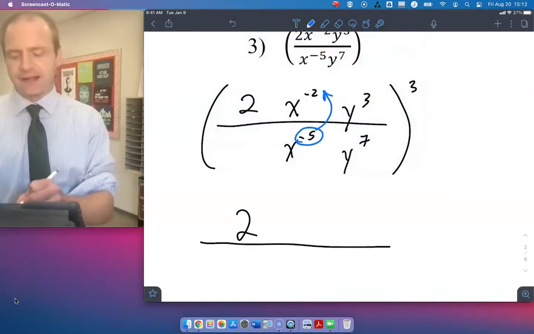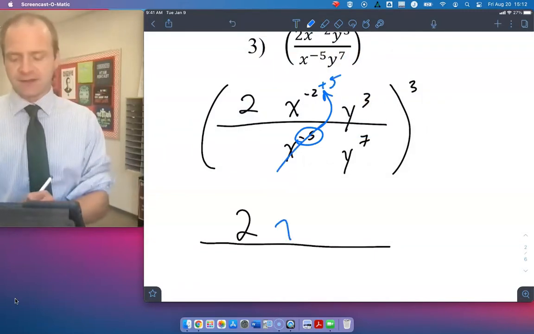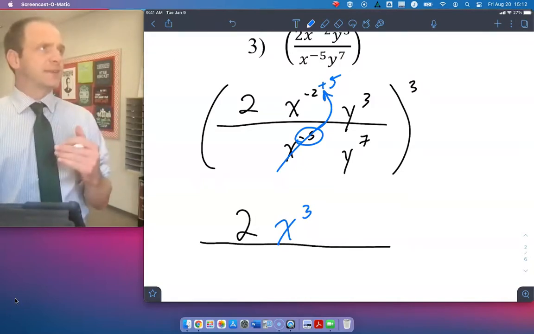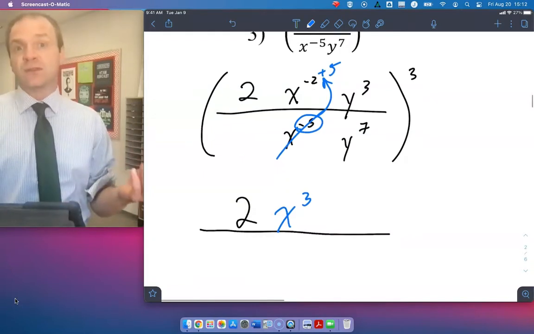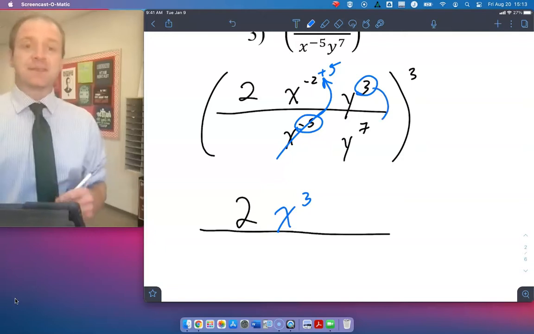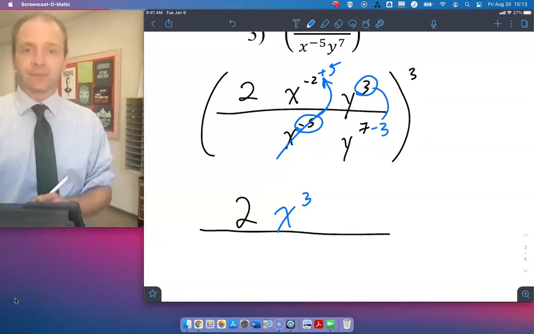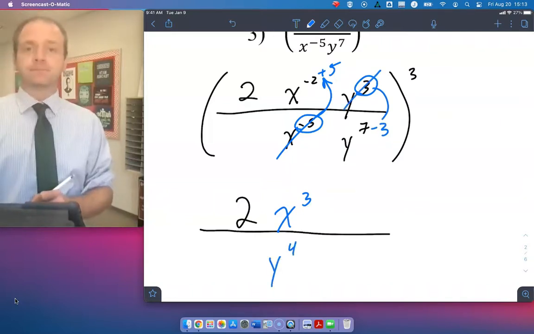So I'm going to add 5. That's going to get rid of that there. Negative 2 plus 5 is x cubed. I have y cubed over y to the 7th, and that means that I'm going to move the smaller one. So I'm going to move this 3 to the other side by doing the opposite. Well, that's a positive 3, so I'm going to subtract, which makes it a minus 3. So that moved, and that's a y to the 4th on the bottom.